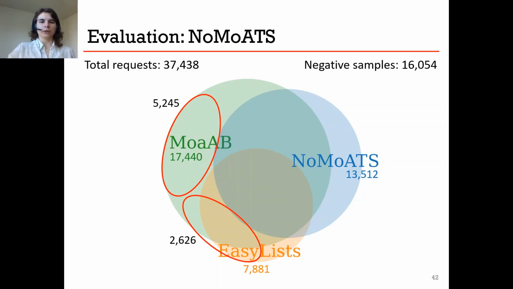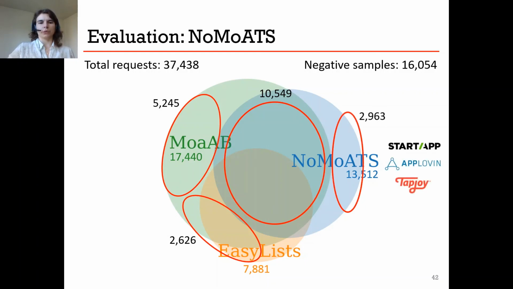Another thing to note in this Venn diagram is that there's a large overlap of agreement between NoMoATS and the filter lists of about 10,000 samples. And this indicates that NoMoATS can find the same samples as the lists without requiring that intensive manual labor. Finally, NoMoATS also finds new samples, as the one I show here, about 3,000 of them. And a lot of these samples are actually going to mobile-specific advertising and tracking services such as Startup, AppLovin, and Tapjoy. So this also indicates that NoMoATS can be used to supplement existing filter lists.